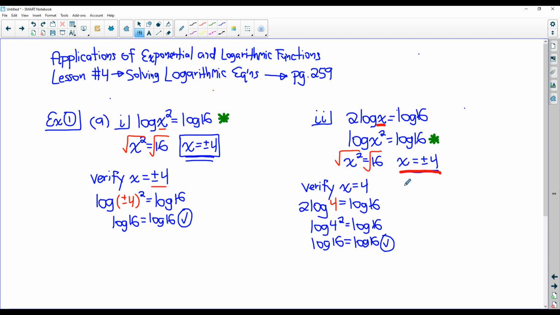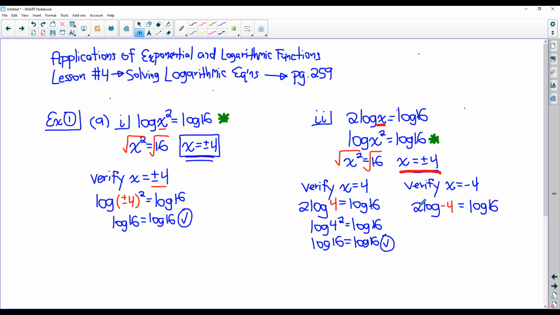Now I'm also going to verify negative 4. So let's say verify x is equal to negative 4. And I'm going to take that, I'm going to plug it into the original equation. Again, anytime you do a verification, it must be in the original equation unaltered. Now, if I do that, you then have 2 log of negative 4 would be equal to log of 16.